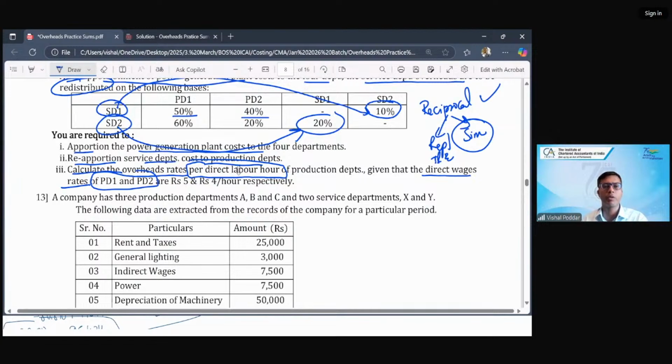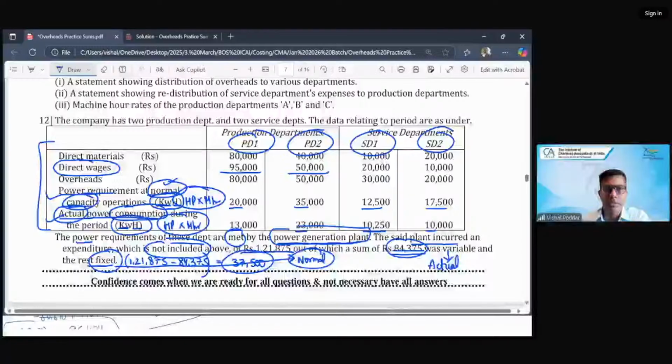Now, since they have given you the wage rates, very good, Krishna. Yes, very good, Rajveer. These are your wage rates, the rate at which you are calculating the wages. But I want labor hours. So I will divide these wages by the wage rates to get the labor hours, correct?